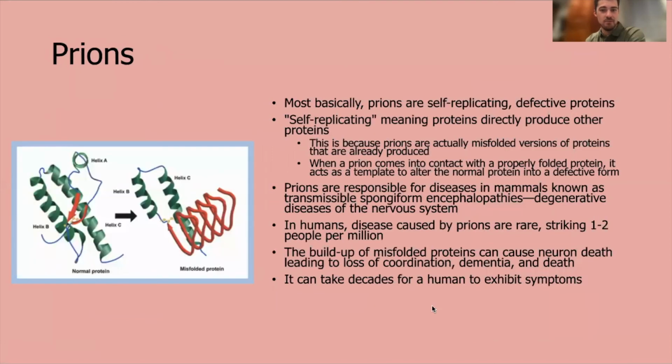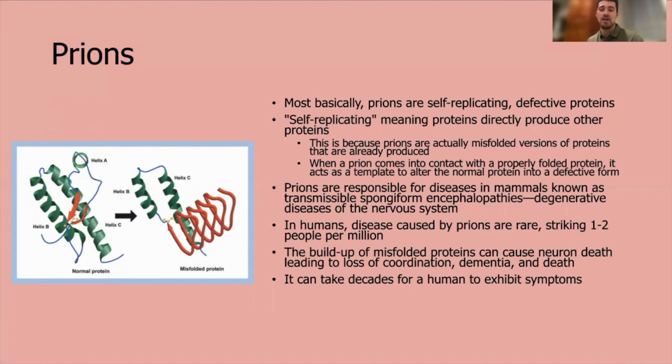We also have prions, and those basically are just self-replicating defective proteins. So self-replicating means that proteins are directly producing other proteins. And again, you could probably see a theme that's going on with these microscopic infectious agents, that they're just really not following the central dogma that we've always been taught, how DNA goes to RNA, goes to protein. So in this case, proteins are self-replicating themselves.